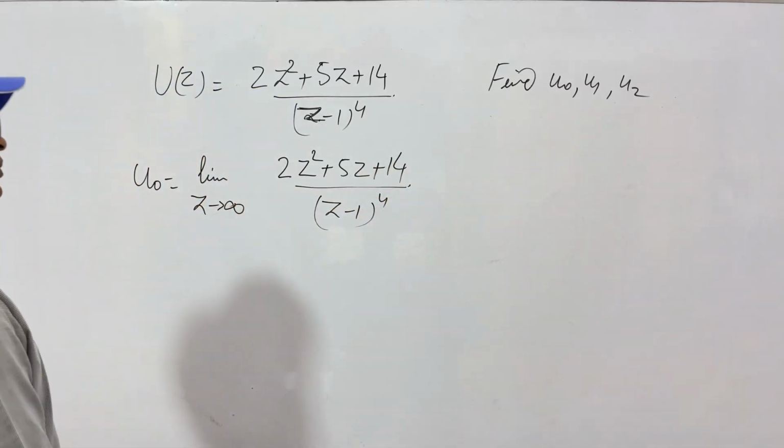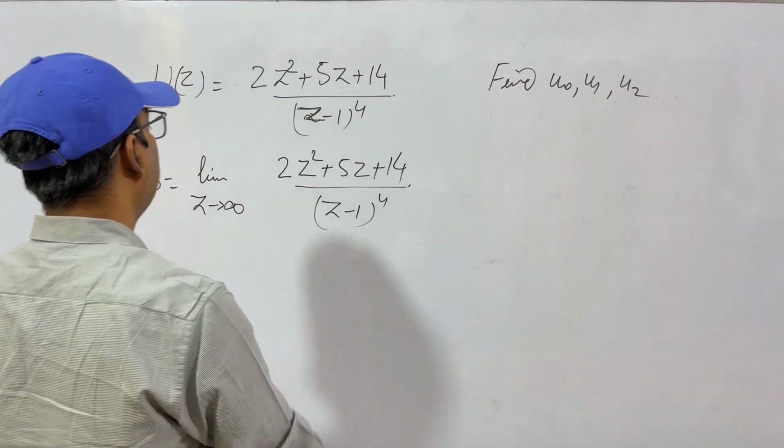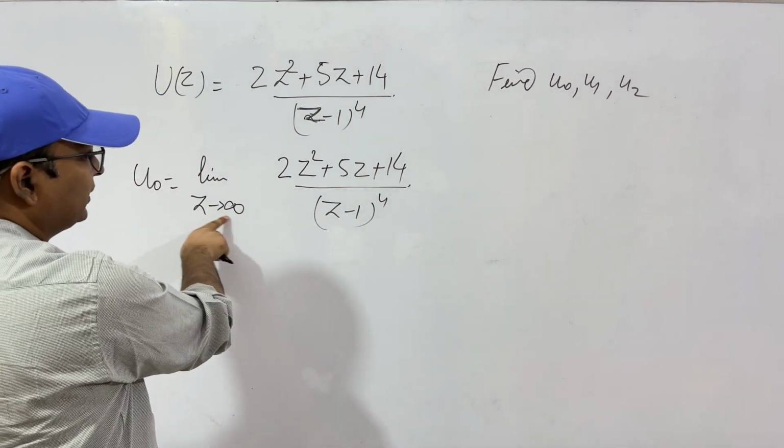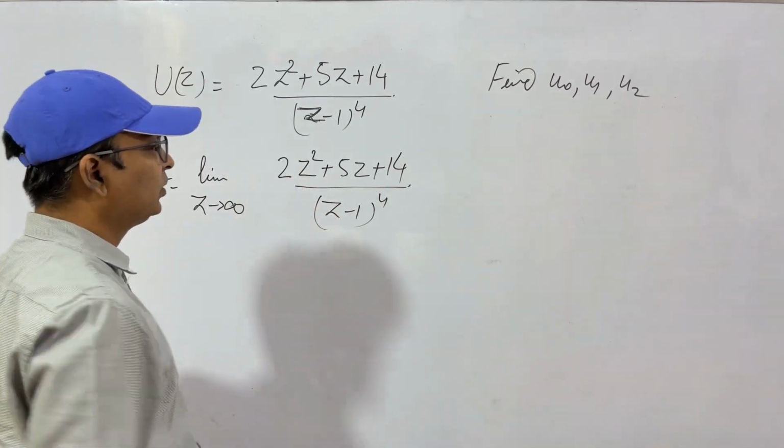Now you know you all have solved limit and continuity questions in calculus. What do we do? We try to find out, when the limit is to infinity, what we do? We try to put this particular variable in the denominator. So how can it be done?